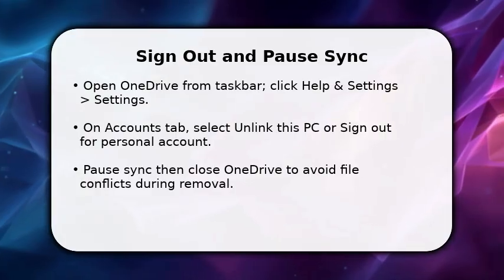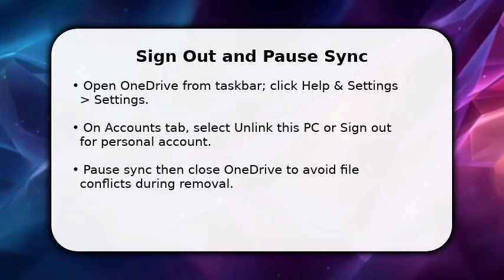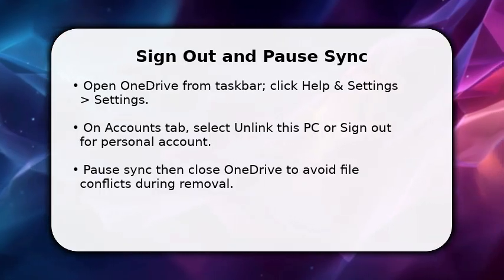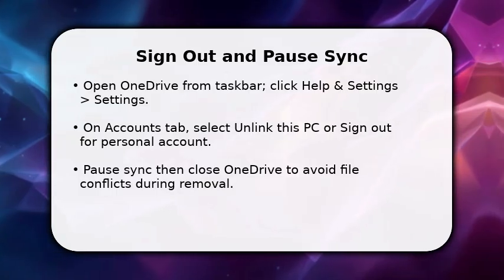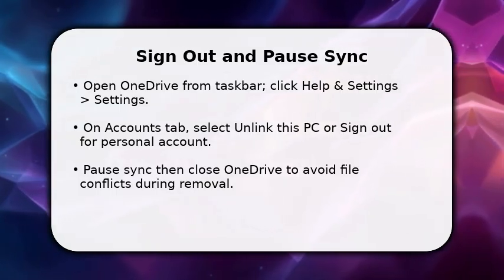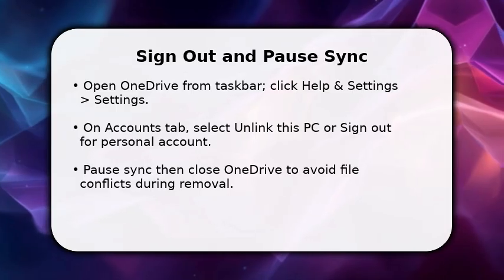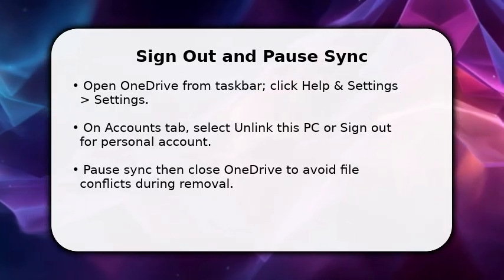You start by stopping ActiveSync so files don't change mid-process. Open OneDrive from the taskbar, click Help in Settings and choose Settings. On the Accounts tab, pick Unlink this PC or sign out for your personal account. This detaches credentials from Windows.